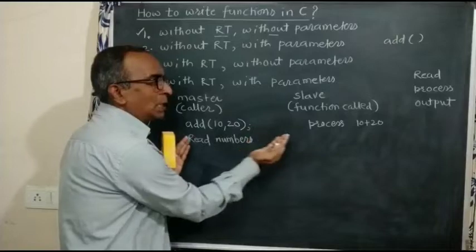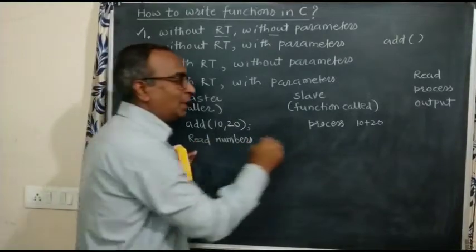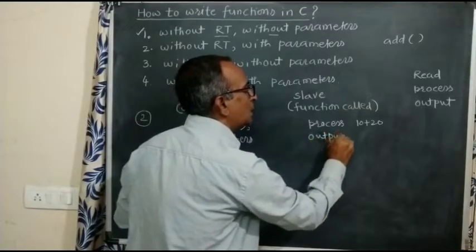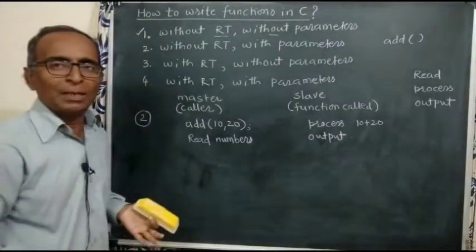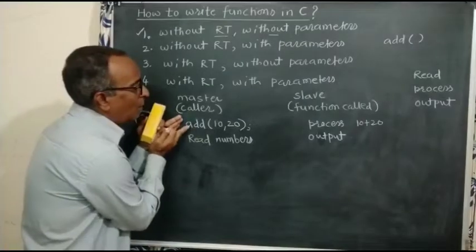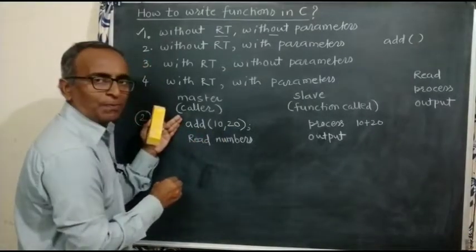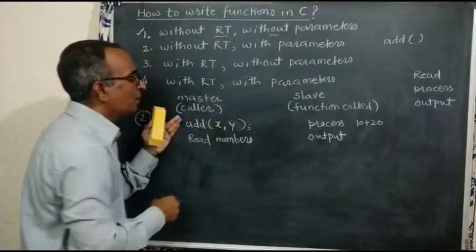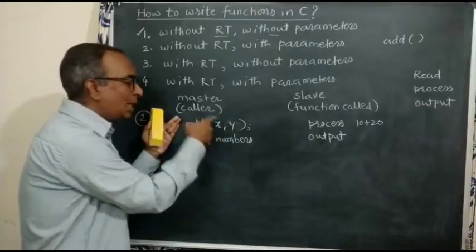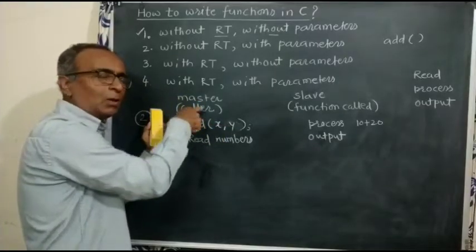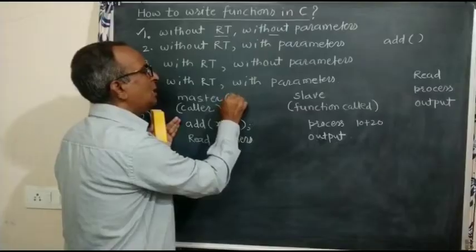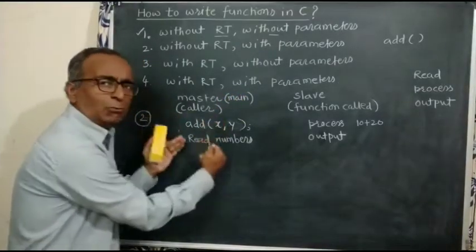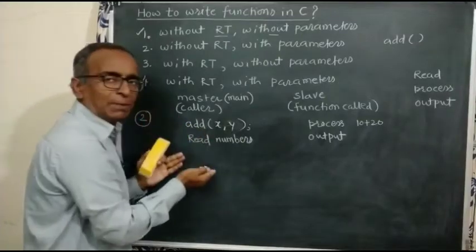Now master is not expecting anything from slave, which means giving output will also be the task of this slave, right? So master will call by sending two values. Suppose, instead of this, I will say x and y. So who is reading x and y in this master? Or just for clarity's sake, master is the main function. In main we have to read these two values and call this function.